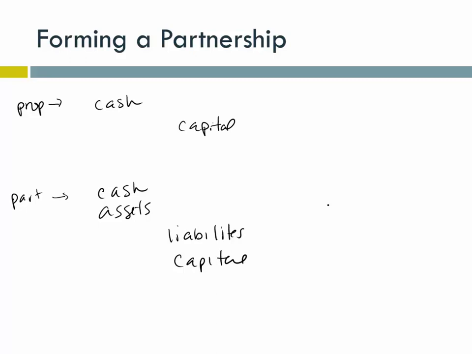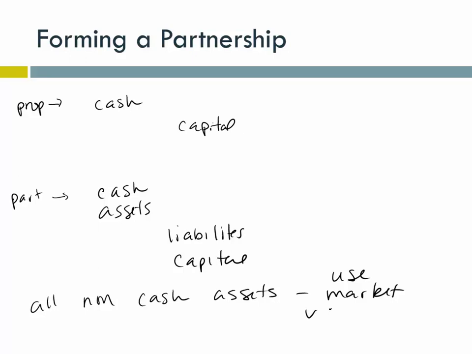cash account. The other thing is that all non-cash assets, so buildings, equipment, furniture, vehicles, anything like that, all non-cash assets will be brought in at their market value, not their book value. So use current market value, not whatever it was. Like if it was coming from another business, we don't use what it was on their books. We'll have to reassess everything as we form this new partnership.